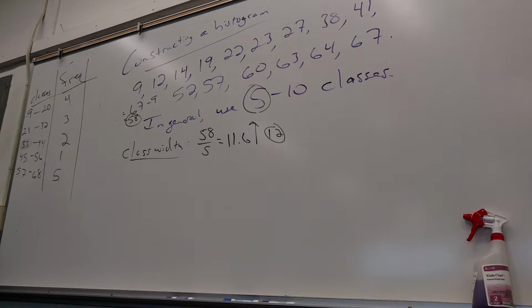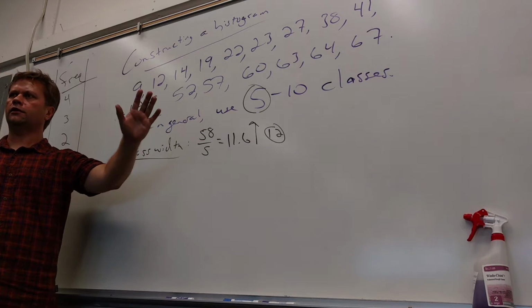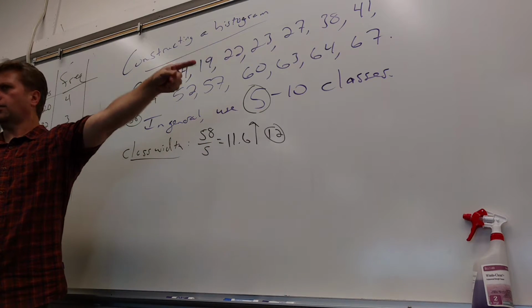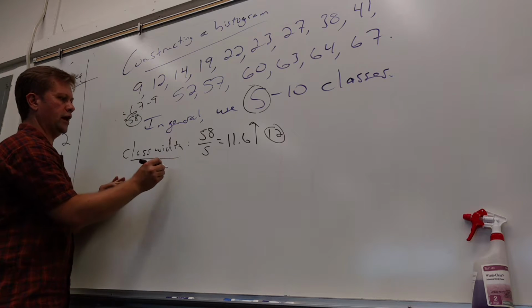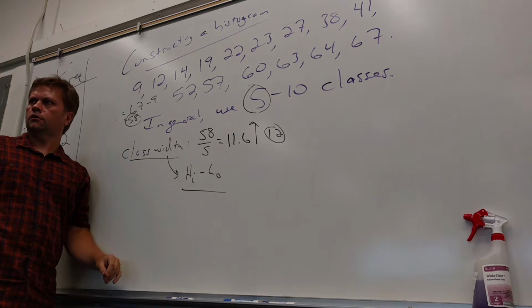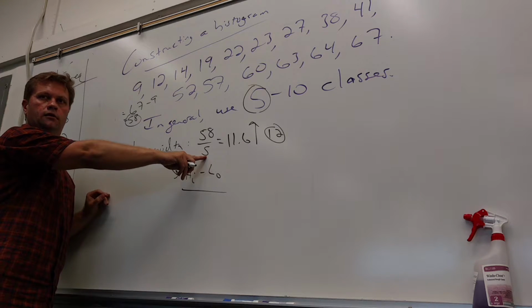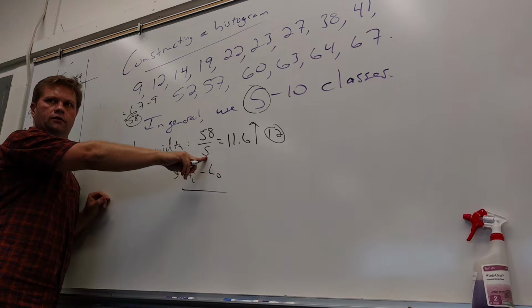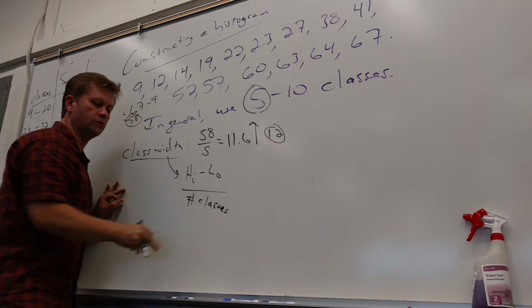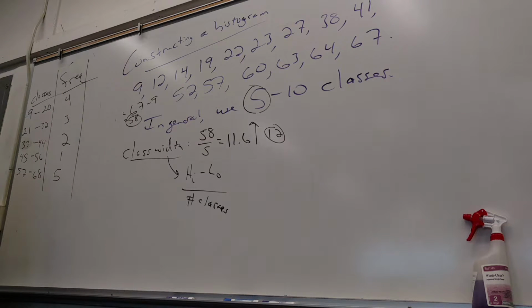Alright. Nothing major yet. So does everybody see the class width? What's the formula for the class width? Where'd this 58 come from? The range, yeah, the high minus the low. So class width in general is high minus low divided by, what was that, 5? What was that? Number of classes. So there's the formula for that. You just got to remember that one. Oh man, that's a hard one. Sorry. Being facetious.